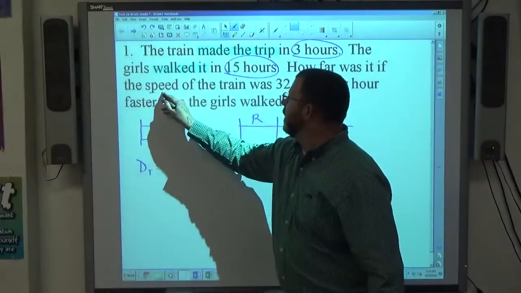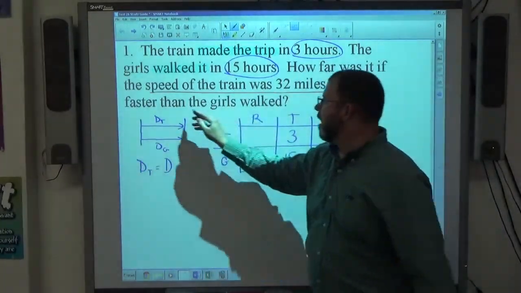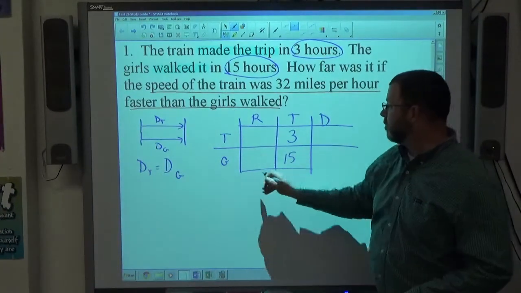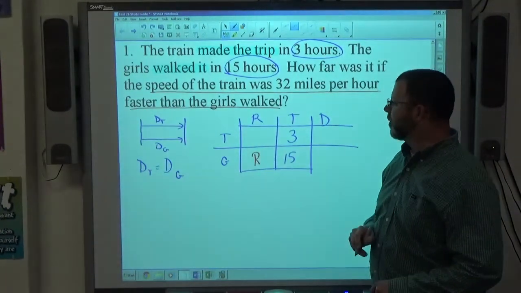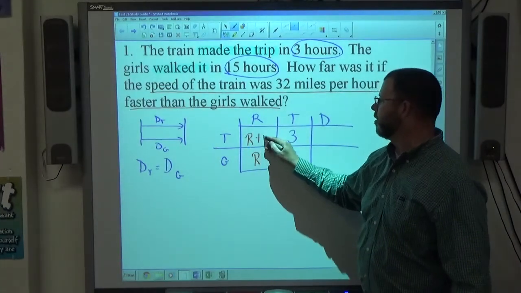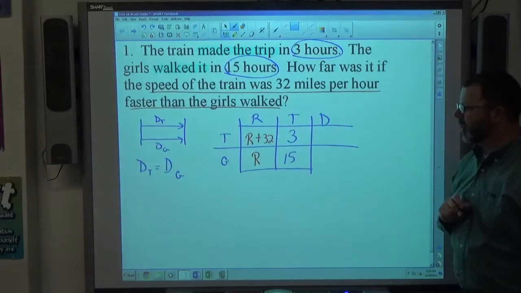The speed of the train was 32 miles per hour faster than the girls walked. So the train's going some speed, the girls are going some speed. Let's make the girls go R miles per hour. The train's 32 miles per hour faster than that. So whatever the girls walk plus 32 is the speed of the train.